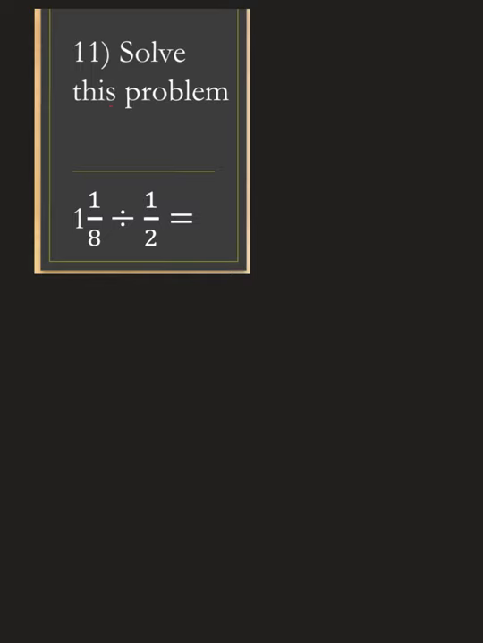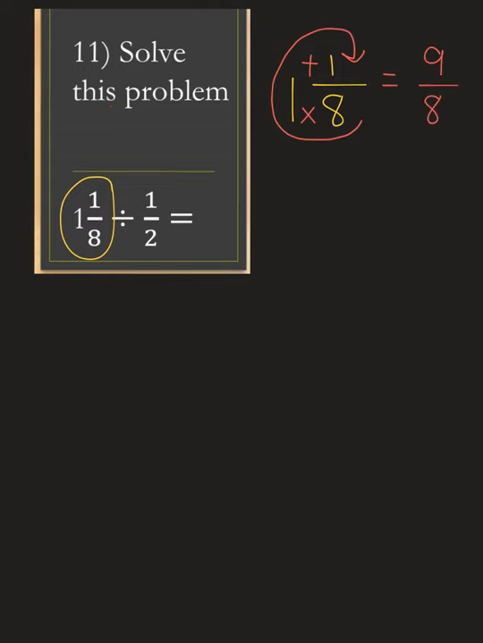Okay, last problem. We have 1 1/8 divided by 1/2. So notice our first number here is a mixed number. We need to change that into an improper fraction. So this is where we're going to use the cartwheel method. So we need to do 8 times 1, which is 8, plus 1 is 9. So remember, there's our cartwheel. So this is 9 over 8. So from here, I have 9 over 8 divided by 1 over 2.